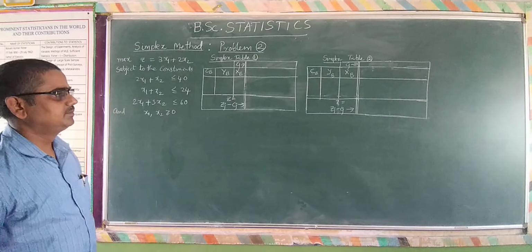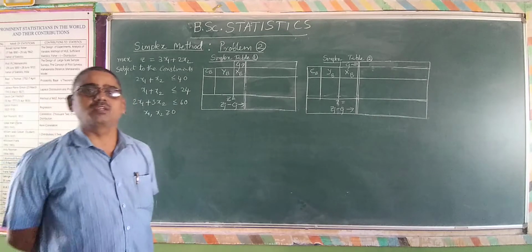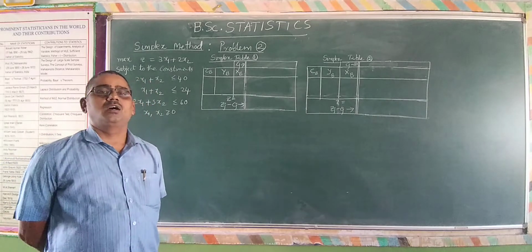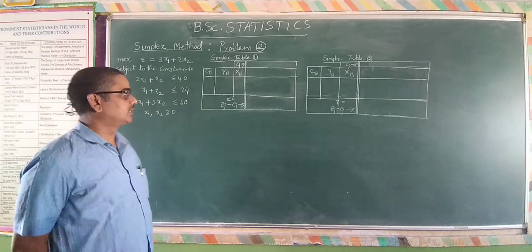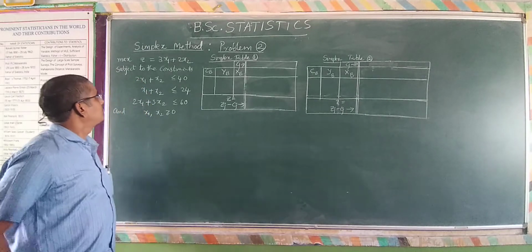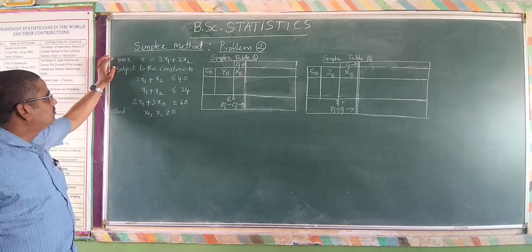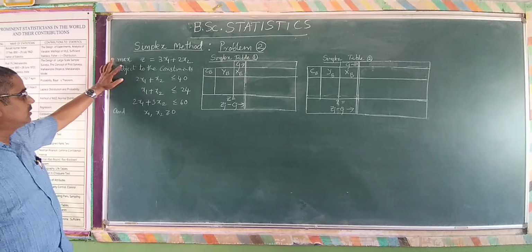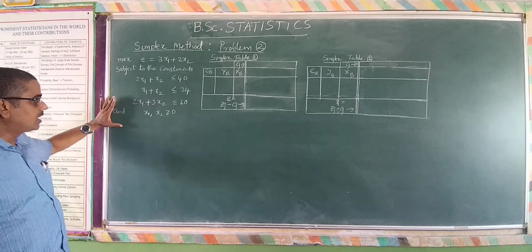In this lesson, I discuss one more problem of the simplex method. Previously, we did one problem, and this is the second problem. This is a problem of maximization: maximize z is equal to this. It is the objective function, and three constraints are given here, with x1, x2 greater than or equal to 0.